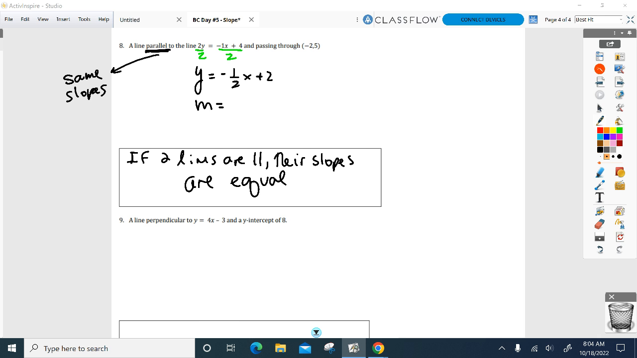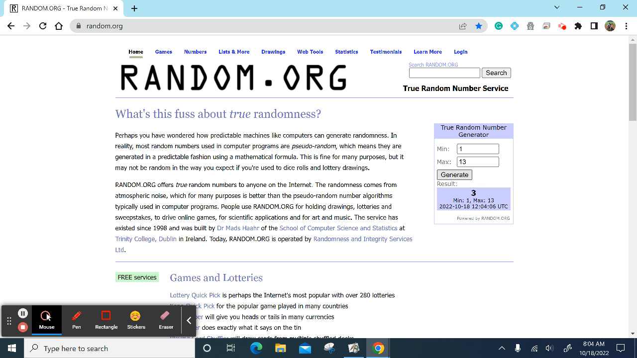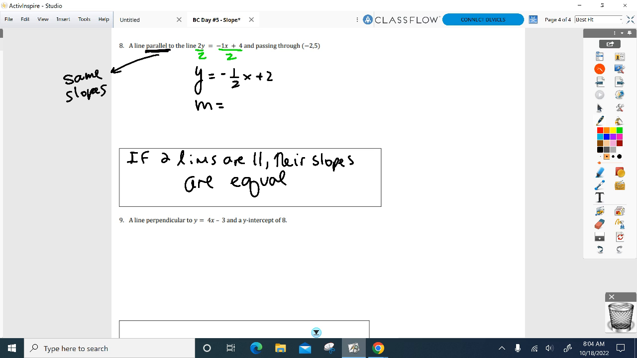Now the slope is 3. What slope am I working with here? -1/2. So that's going to be the slope of my parallel line. Why? Because they're always equal to each other. Everyone good? Whatever one line is, if it's parallel, it's the same slope on the other line. What's the only piece I'm missing now?